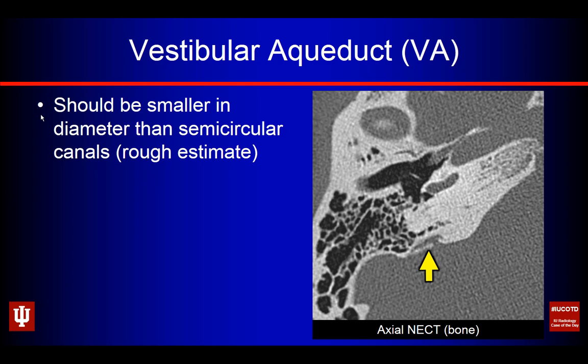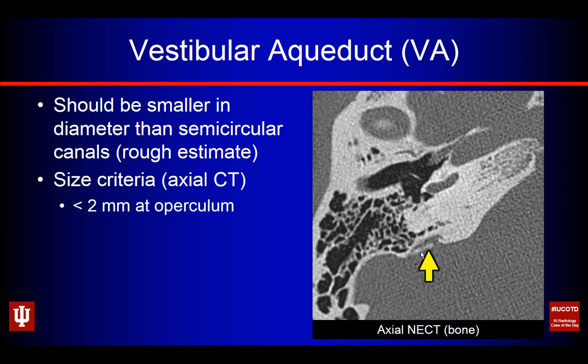Okay, so the vestibular aqueduct, something you always need to be looking for on your CT imaging. This is the vestibular aqueduct right here. It's sort of along the posterolateral margin of the posterior petrous ridge, and we see this channel denoted here by the yellow arrow. And it should be relatively small. They always say a nice rough measurement is it should be as small or smaller in diameter than the semicircular canals. And I'm not a pediatric head and neck imager. That's good enough for me. But if you like size criteria, they have been defined. It should be less than 2 millimeters here at the operculum.